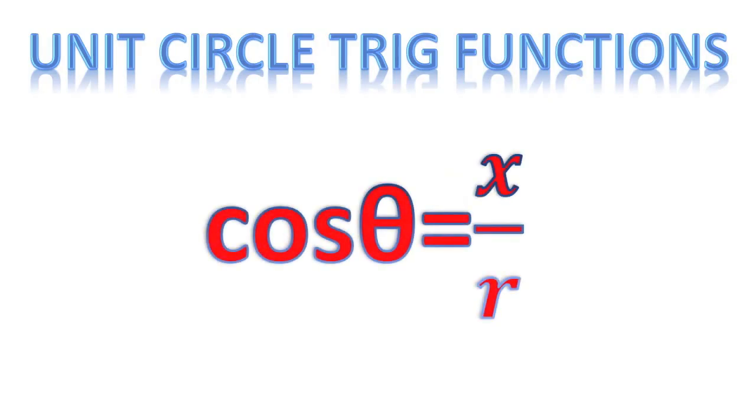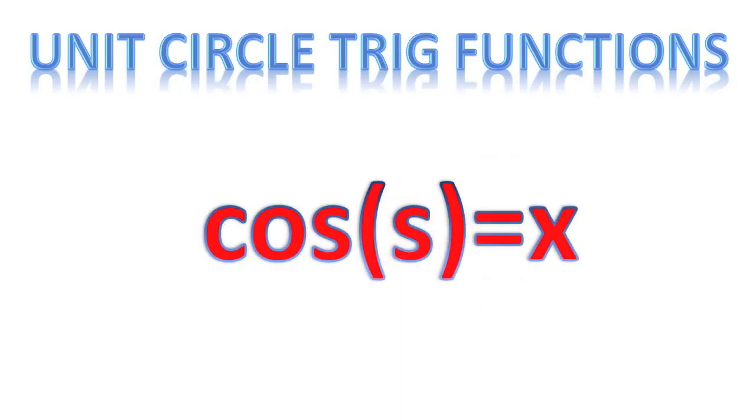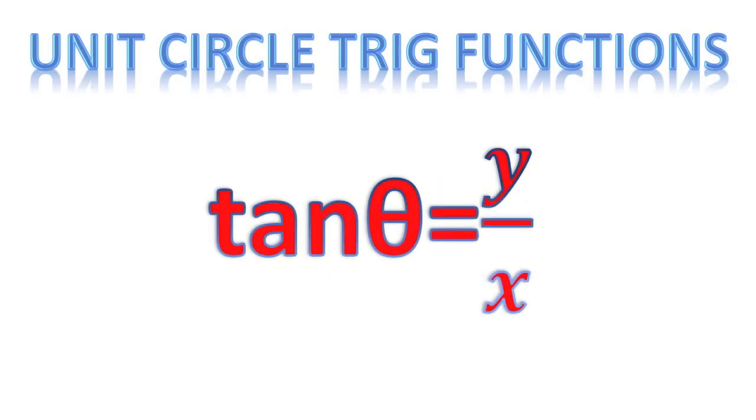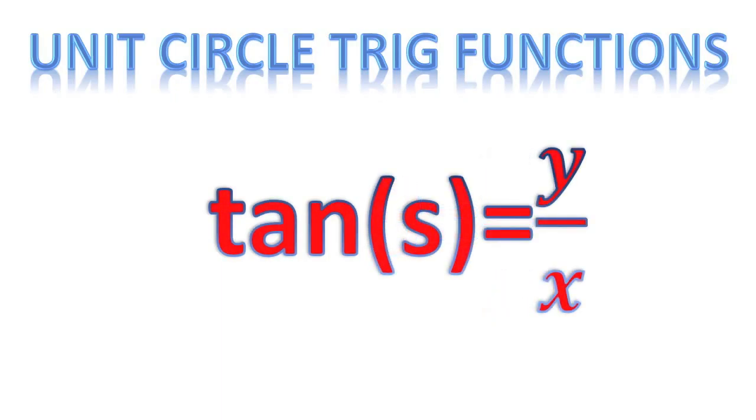Same thing with cosine. We said cosine theta equals x over r, but since theta equals s and r equals 1, we have cosine s equals x. Similar for tangent. Tangent theta equals y over x. We can't change the y over x, but we can change the theta to s. So tangent s equals y over x.